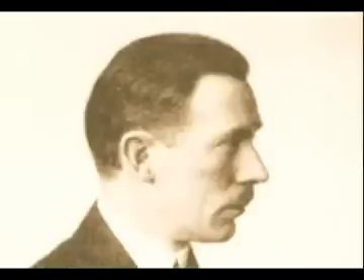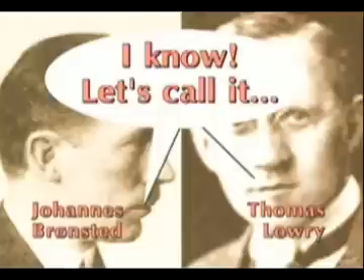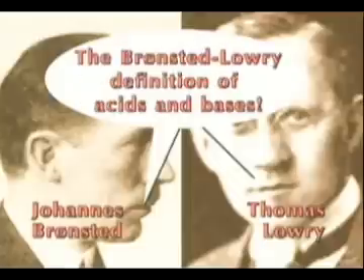In 1923, a Danish chemist, Johan Bronsted, and an English chemist, Thomas Lowry, published independent but similar findings that refined Arrhenius's work. Their theories have come to be called the Bronsted and Lowry definition of acids and bases.